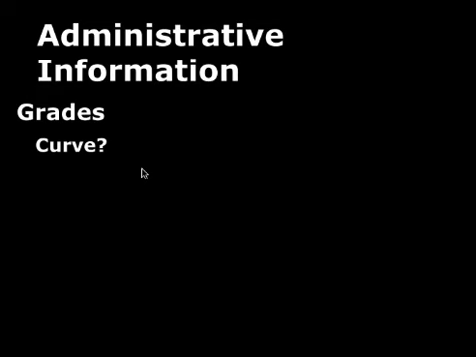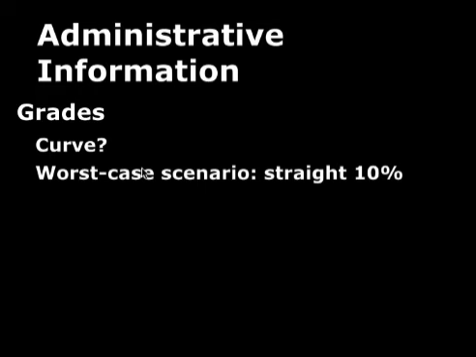At the end of the class, you'll have some number of points between 0 and 1,000. Now the question is, how do we assign letters to those points? Or you could also ask, is there a curve? Well, sort of yes and no, or maybe there will be. Here's how to think about the way the grades are going to work. First off, the worst case scenario, meaning the worst case scenario for you as a student in the class, is going to be a straight 10% breakdown.